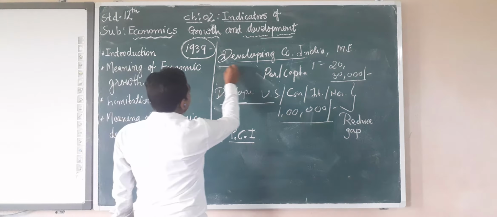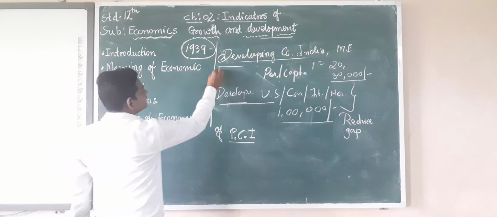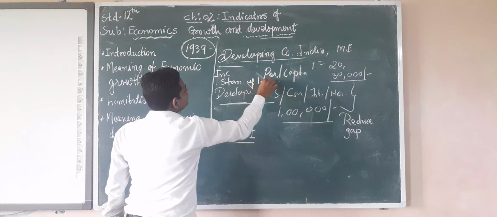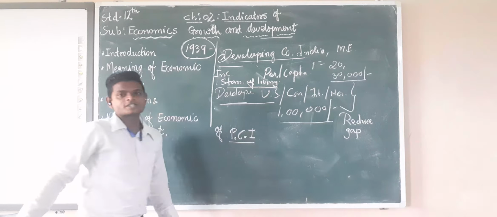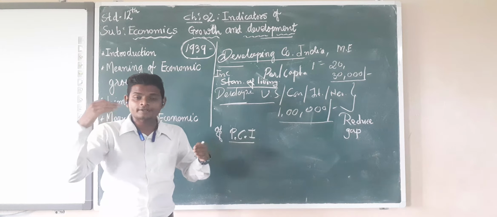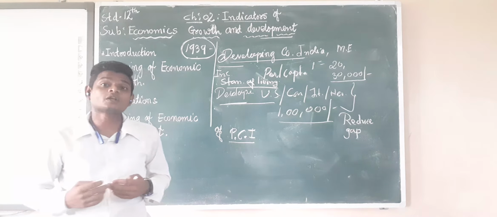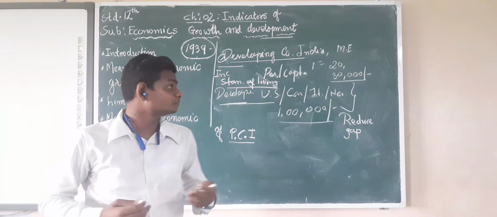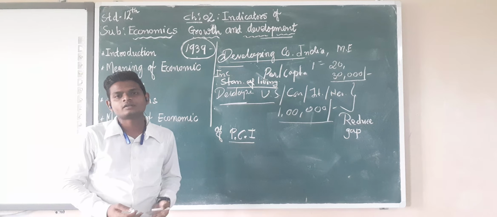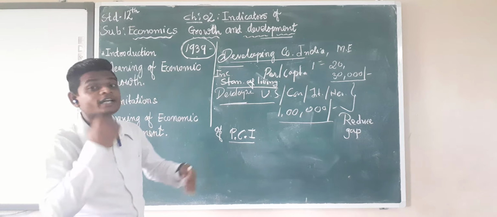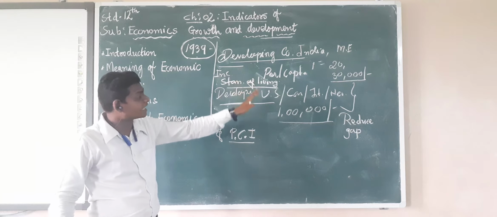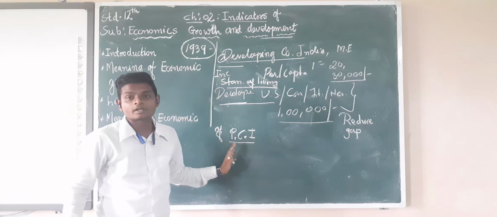So developing countries are trying to increase the standard of living. Standard of living means proper education, good health, proper transportation, special schemes for women, children, then old age. Special schemes for all the people. They want to develop. They want to increase the standard of living, so they can reduce the gap in per capita income.